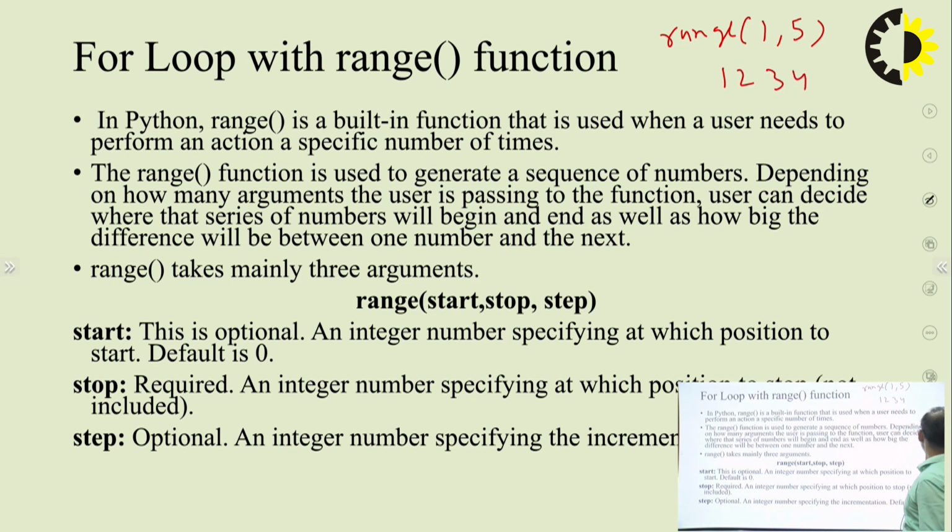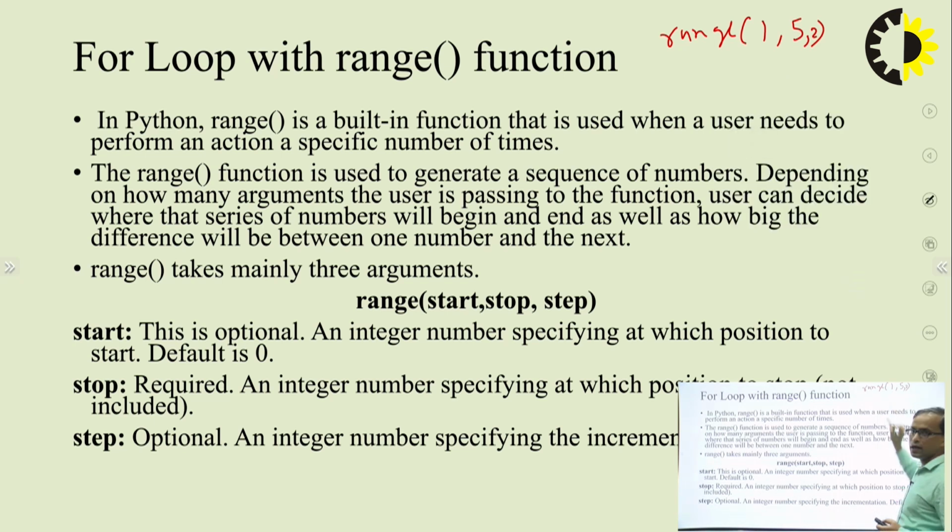Okay. Second case, again, step basically represents the increment. Either you want to increase by 1, or increase by 2. Let's discuss with an example. Suppose I pass it here, by default it will increase by 1. Okay, suppose I am passing 2 here, then in this case what will happen?